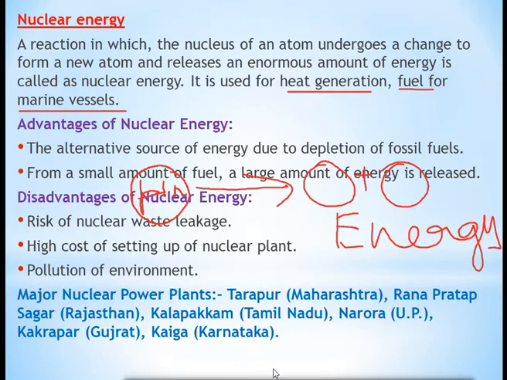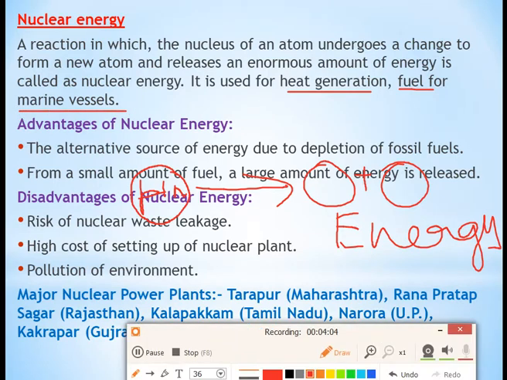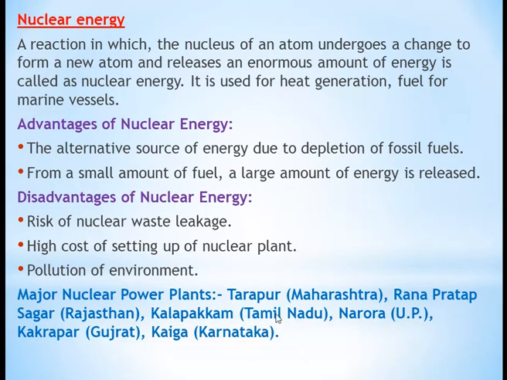Now, if we discuss the advantages and disadvantages, first let's come to the advantages of nuclear energy. The first advantage of nuclear energy is that it is an alternate source of energy due to depletion of fossil fuels. Yes, we have read that fossil fuels are getting depleted. As the population is increasing, the demand of people is increasing, and we are facing the problem of an energy crisis. Because of that, fossil fuels are getting depleted. So we have to think about an alternate source of energy. Nuclear energy is one of the alternative sources of energy.